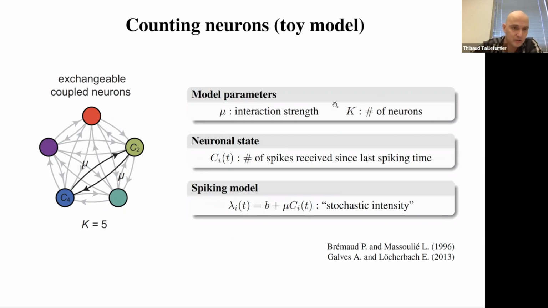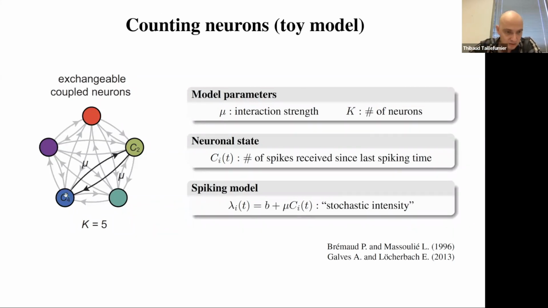So here you see this model. There are 5 neurons, and those 5 neurons communicate with one another via a finite parameter mu. The dynamic of each of the neurons will be characterized by an internal variable. And this internal variable is a counting variable. That's why we call it the counting neuron model.